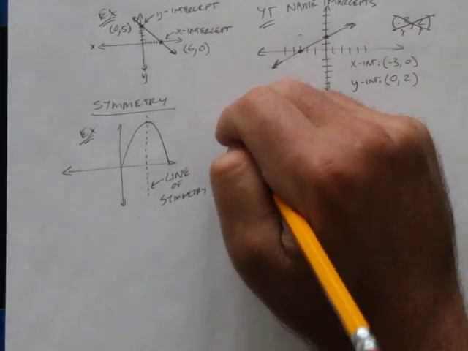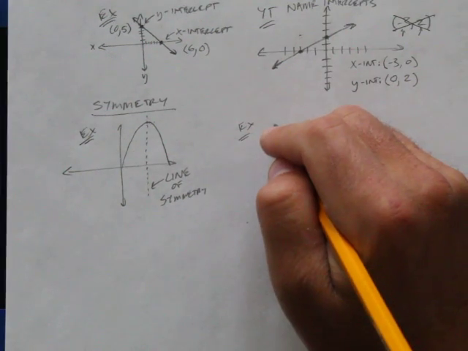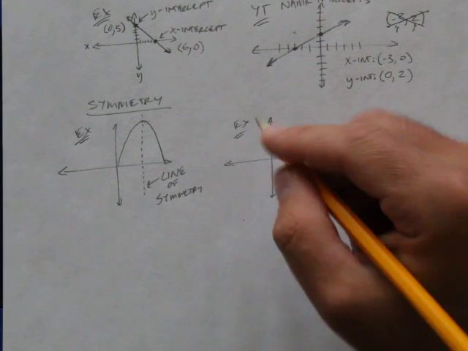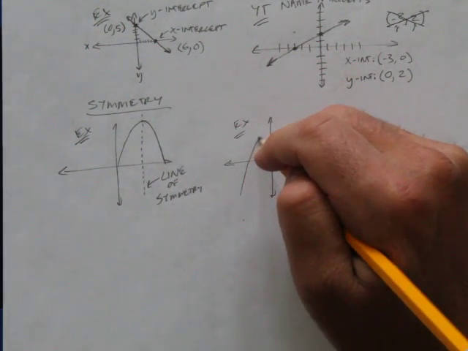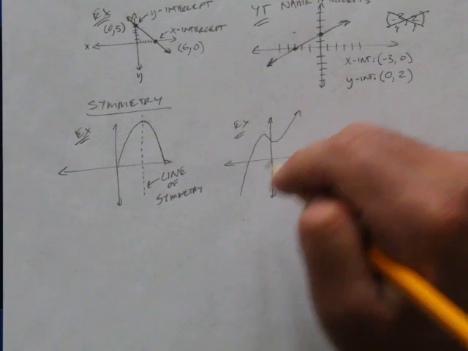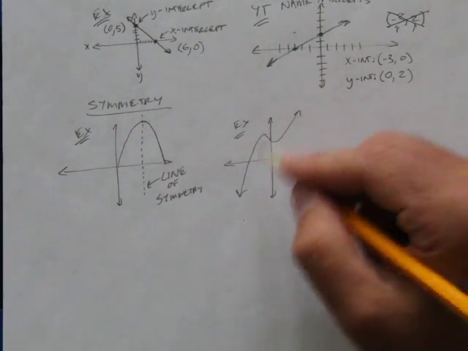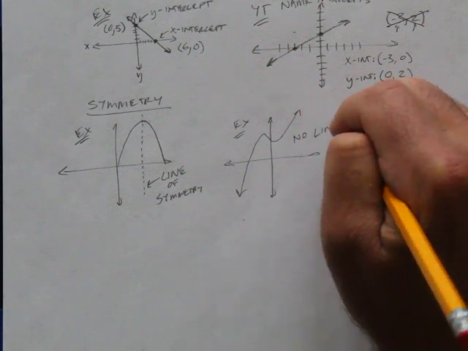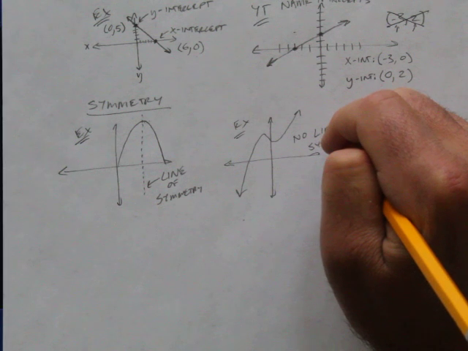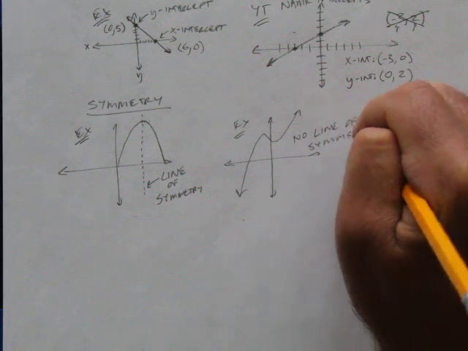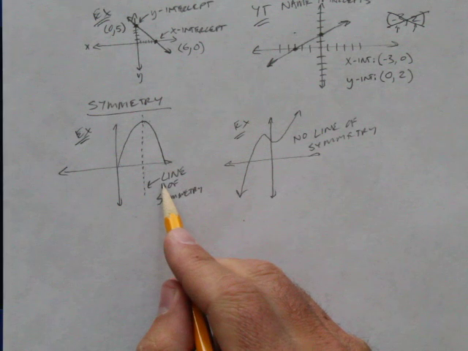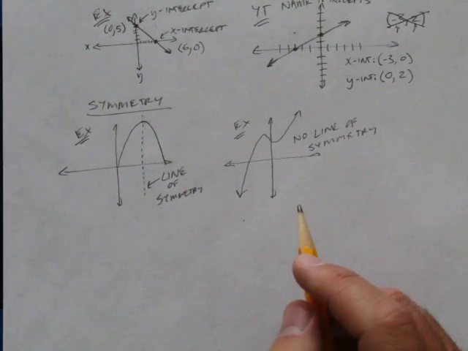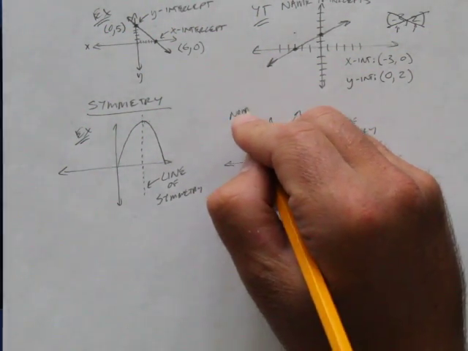Now let's look at another example. We're going to draw another coordinate plane. Then we're going to draw this kind of wacky graph that goes up, goes down, goes up again like that. Now there's no symmetry here. There is no line of symmetry. So this is an example of symmetry, and this is not an example of symmetry. So maybe we could put non-example, right?